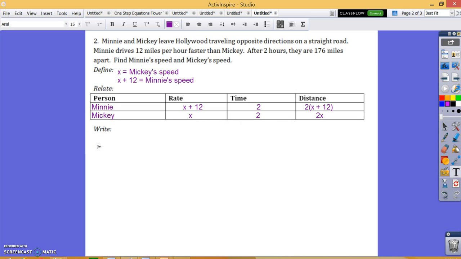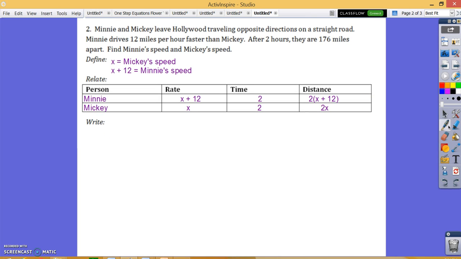So when I go to write my equation, I kind of have to visualize what's going on in the story. They are leaving Hollywood. So there's an H for Hollywood. Minnie is going this way. Mickey is going this way. And after 2 hours, they're 176 miles apart. So their distances add up to 176.